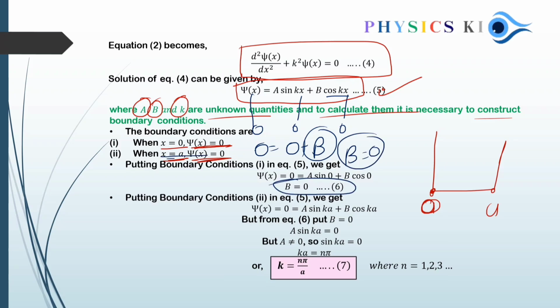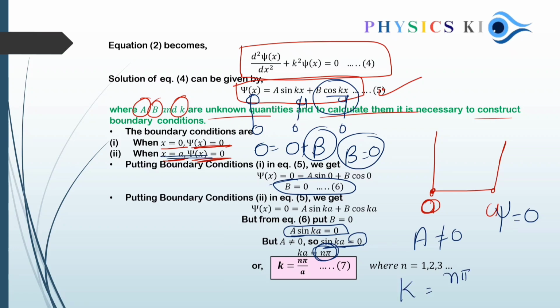Now use the second one, x equals a. Put x equal to a, psi is 0. We already know B is equal to 0, so the only remaining term is A sin ka equals 0. Now A is not equal to 0, otherwise psi is always 0. So sin ka is equal to 0, and sin becomes 0 when the angle is n pi. So you can write k is equal to n pi by a.